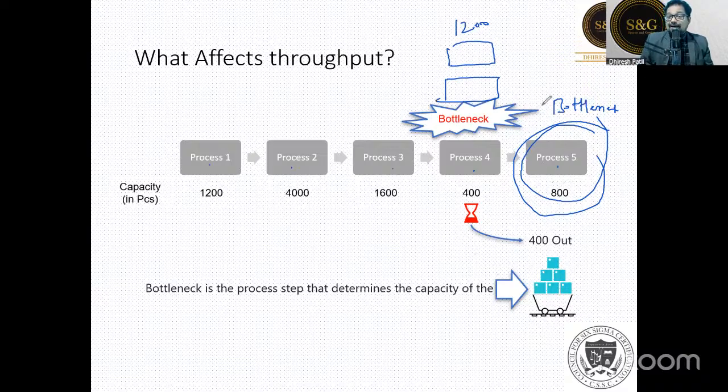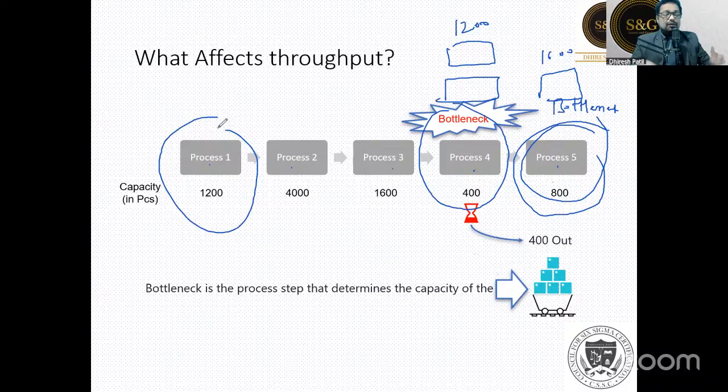Now, if I double my process 5 here, now my process 5 can deliver 1600. Now again, process number 4 and process number 1 will become bottleneck. How many of you got this? Just give me a second. So the bottleneck will keep on shifting.